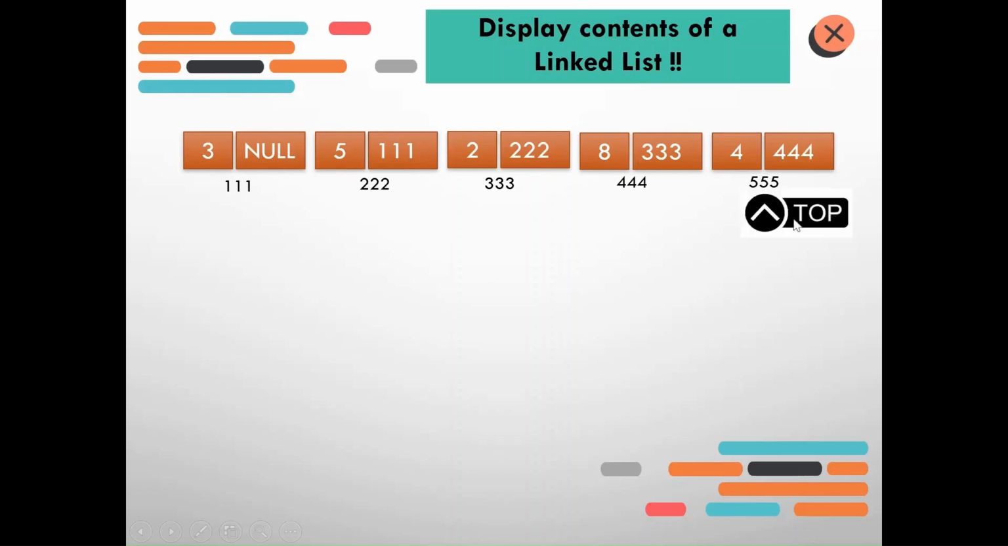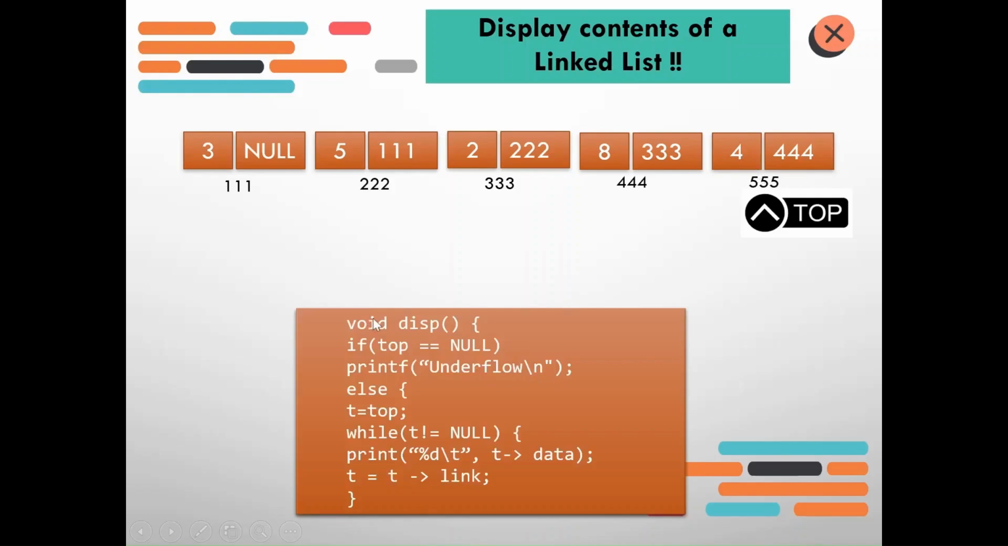So this would be my topmost element, that is 5. 555 would be my top address, but the value stored at the topmost location is 4. So if we can quickly go through the display function, first we need to check if top is equal to null. In that case, we will have a condition of underflow.